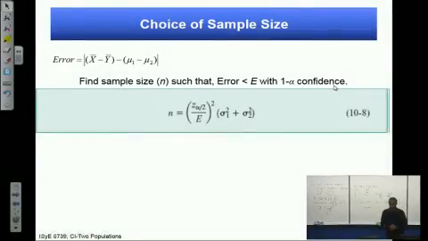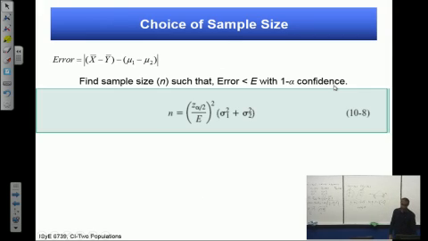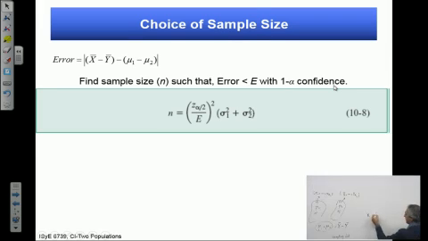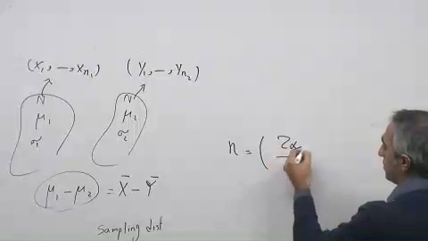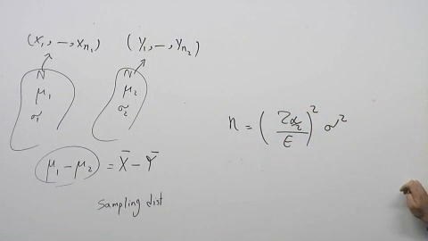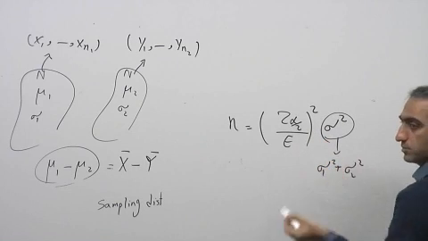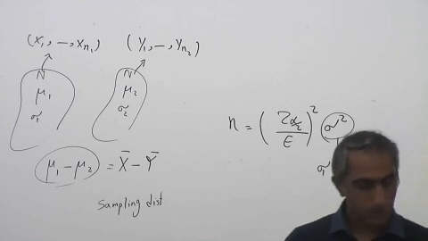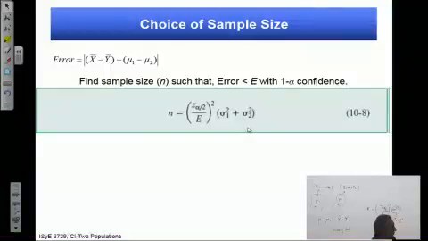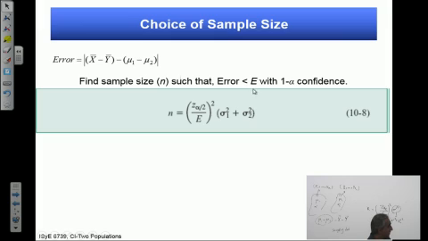Okay? So how about the choice of sample size? It's very similar to the one population case. You remember for one population it was Z alpha over 2 over E, squared, times sigma squared. Okay? Now instead of sigma squared, I have sigma squared 1 plus sigma squared 2. That's it. And as you can see, this is the equation that we have. So if we want the error to be less than E, then this is the number of samples that we need to observe.